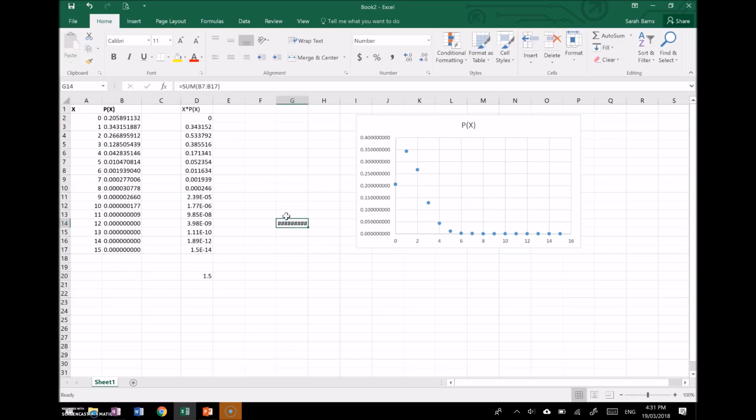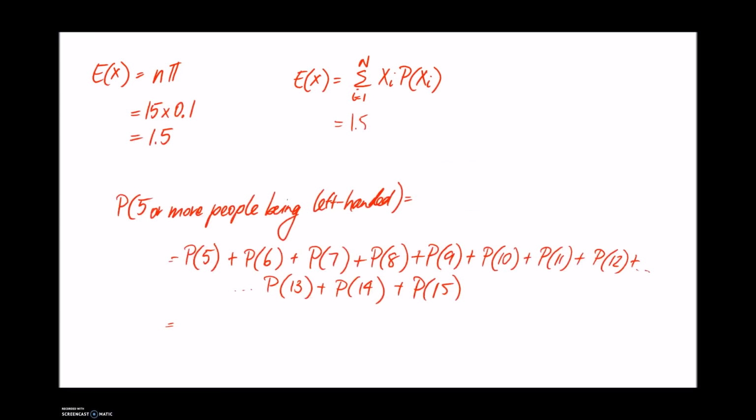Okay, so this here, put it down here so it displays properly. This is the probability of 5 or more people being left-handed. So it's about 1.3%-ish. Okay, so I'll put that over on our slide. Okay, so that's the answer to that part there.